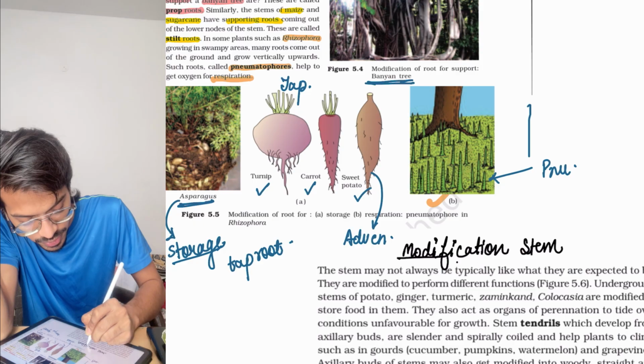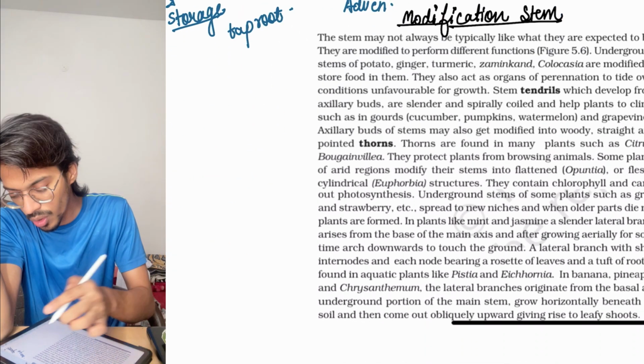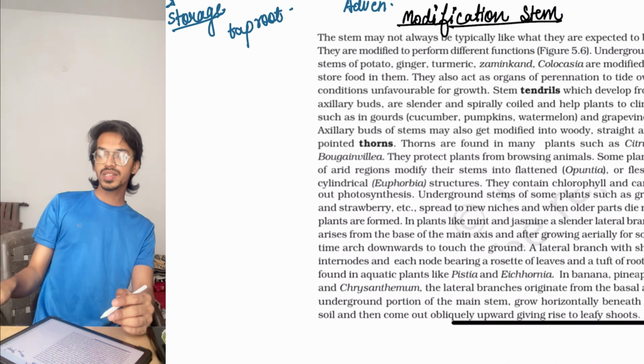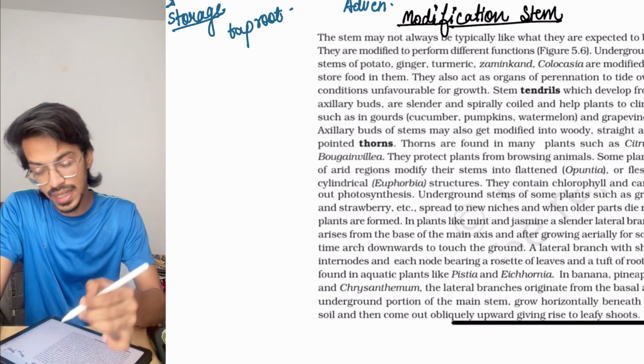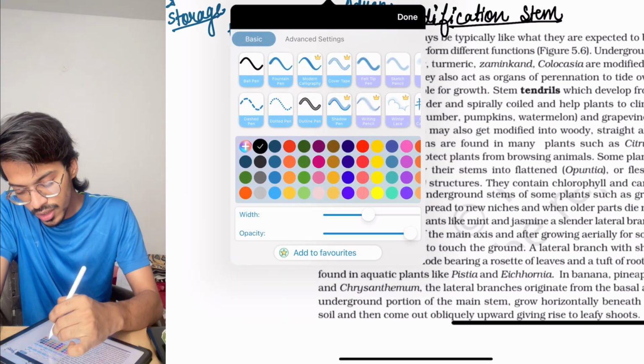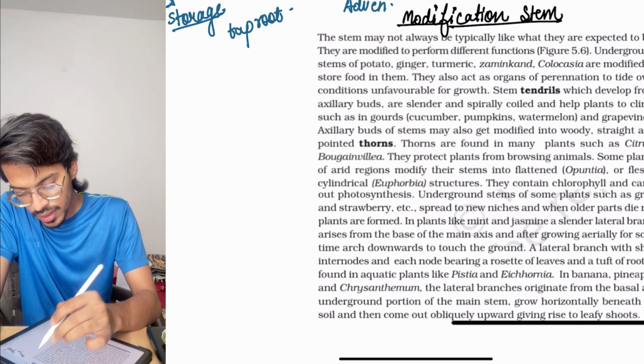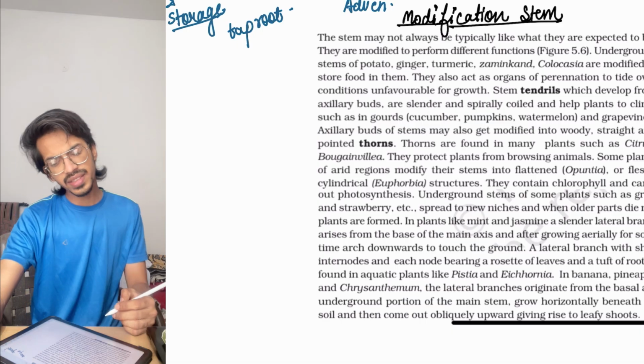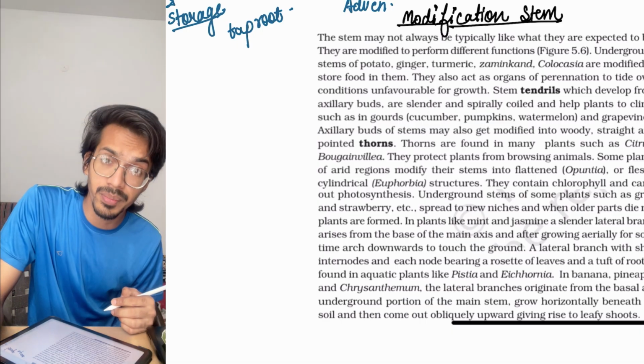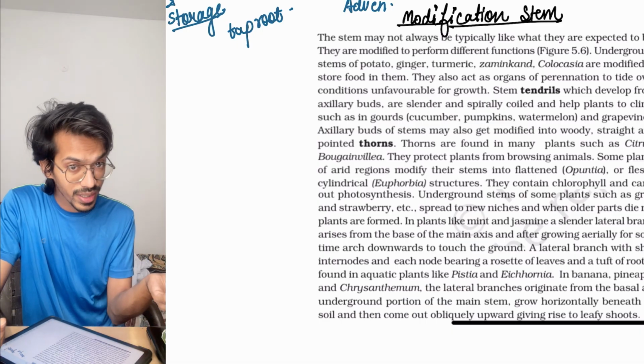So in the modification of stem, let's just see what is given. How the stem is being modified at the different levels, that question will be asked to you. Okay, so starting with that, there are certain underground stems, potato, but potato is not the only example.